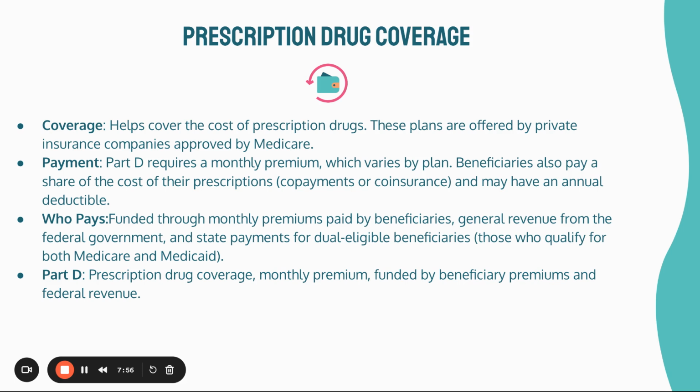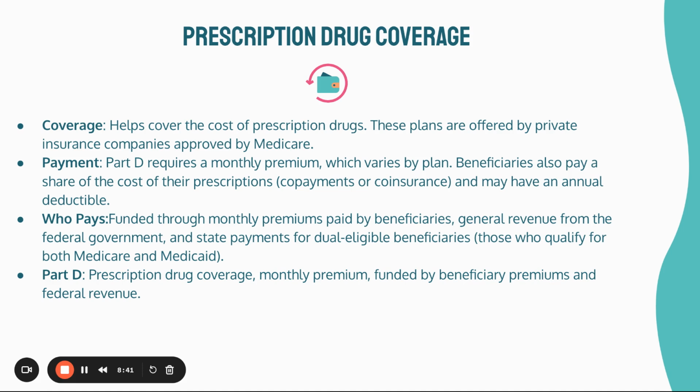Part D requires a monthly premium which varies by plan. Beneficiaries also pay a share of the cost for their prescriptions, co-payments and co-insurance, and may have an annual deductible. So, as you notice here, this is Part D coverage. It's pretty much like any other regular insurance that you are buying. You are responsible for paying a premium for prescription drug coverage, and like any other regular, non-Medicare medical coverage, you would be sharing your cost, either through co-payments or co-insurance, and you will also have a deductible.